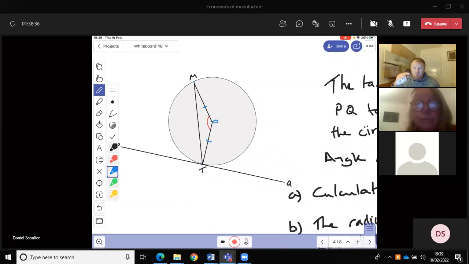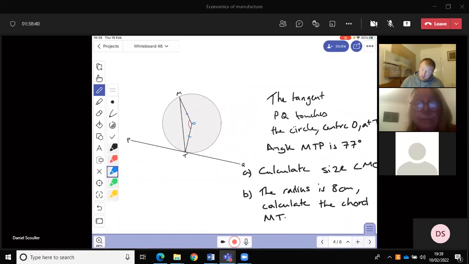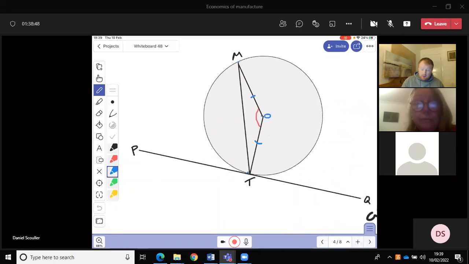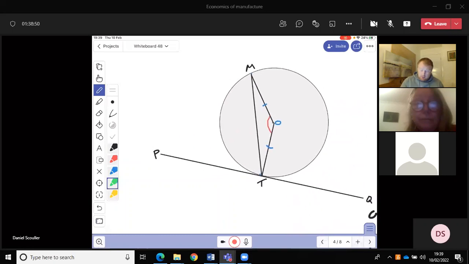Okay, what else are we told? I keep looking at my fingers. What else are we told in the question? We're told the angle MTP is 77 degrees. Okay, so let's find that angle. We know where M is. We know where T is. We know where P is. So it's the middle letter. That angle in there, 77 degrees.